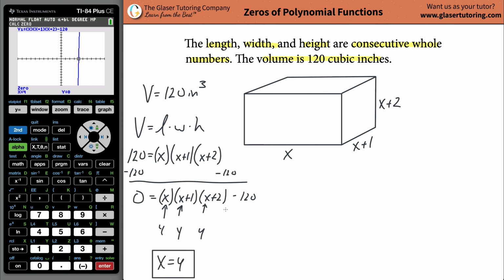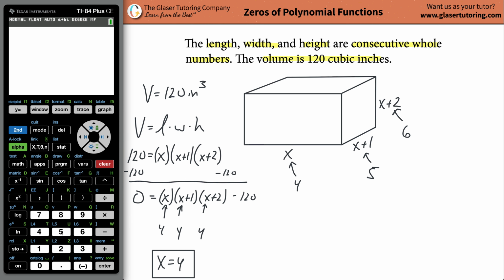Now, if we did this properly, this is going to be a value of 4. So let's say the length is going to be 4. The width then should be 4 plus 1, which is 5. And the height should be 4 plus 2, which is 6. So let's see, the length times the width times the height, does that equal my 120? Well, let's go back and check. 4 times 5 times 6, bada bing, bada boom.